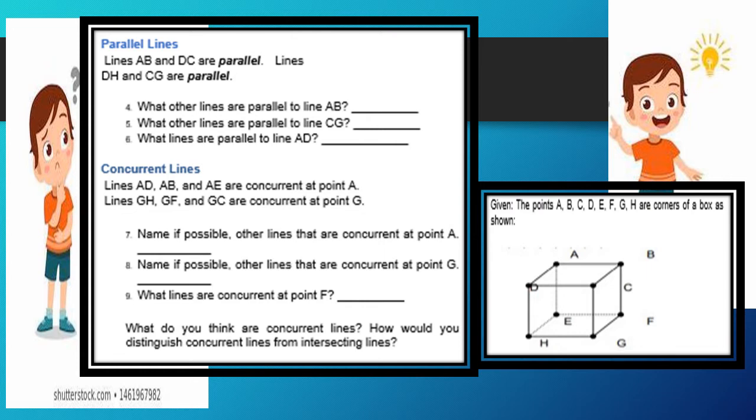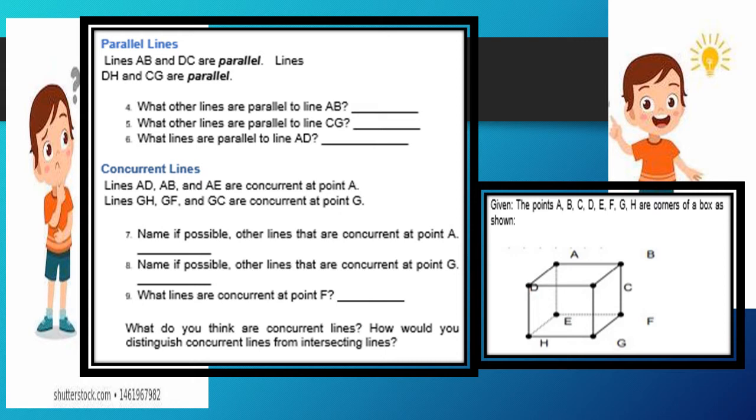Let's proceed with concurrent lines. Lines AD, AB, and AE are concurrent at point A. Lines GH, GF, and GC are concurrent at point G. Now, there are also 3 questions that need to be answered by us. Number 7, name, if possible, other lines that are concurrent at point A.